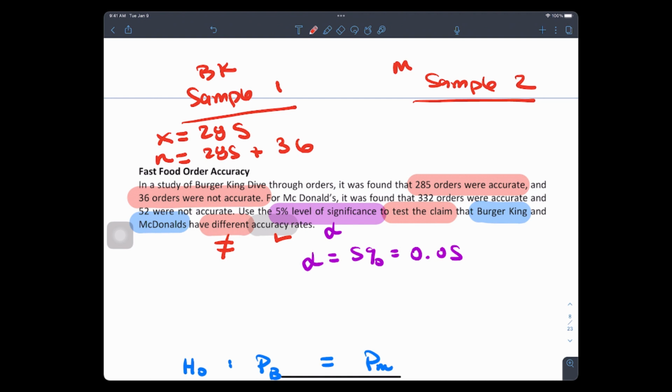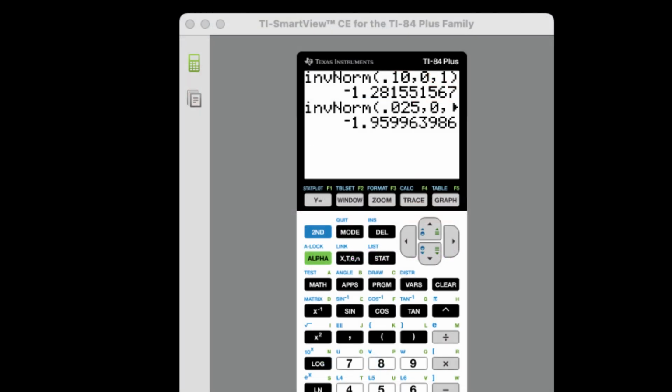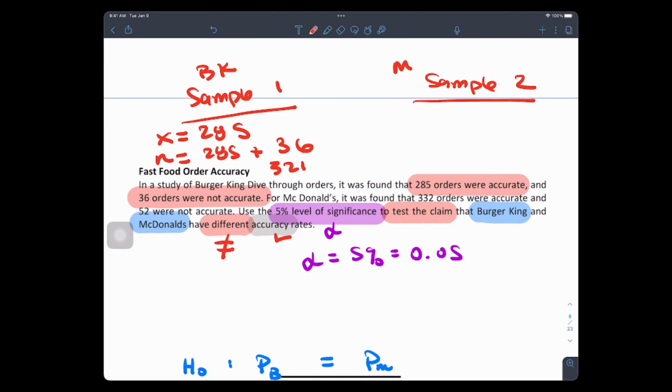So you might say, boy, Mr. Judge, weren't they pretty sneaky? They were sneaky. How do we know they're sneaky? They gave you the number of orders that were accurate and the number that were not. You have to add those. What does that equal? Let's see. 285 plus 36. What does that equal? 321 orders. Okay. So I need the 285 and I need the 321. Oh, they're a little sneaky.